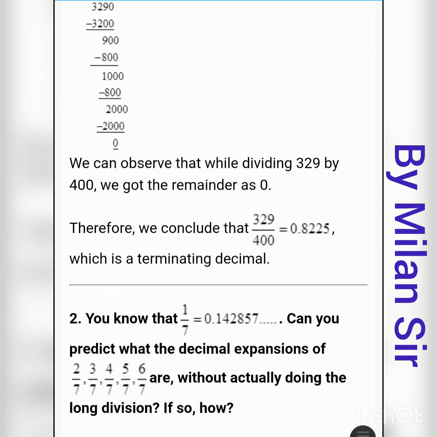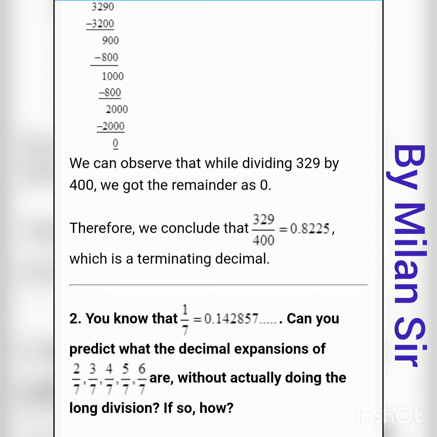Here this answer terminates after 4 digits. So this is called terminating decimal expansion. Our answer is 0.8225. Our answer terminates after 4 digits, so this is terminating decimal expansion.